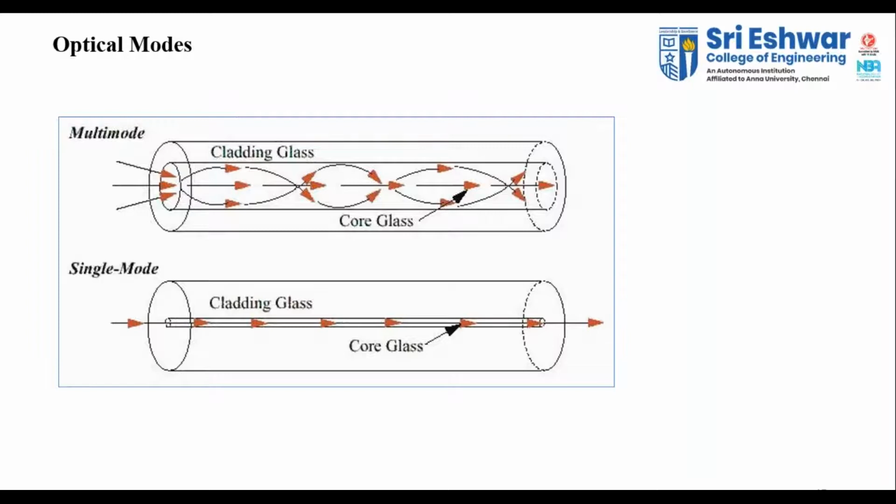So what is meant by single mode? Only a single light ray is allowed to enter into the core or pass through the core. But in case of multi-mode, multiple rays are passed inside the core.